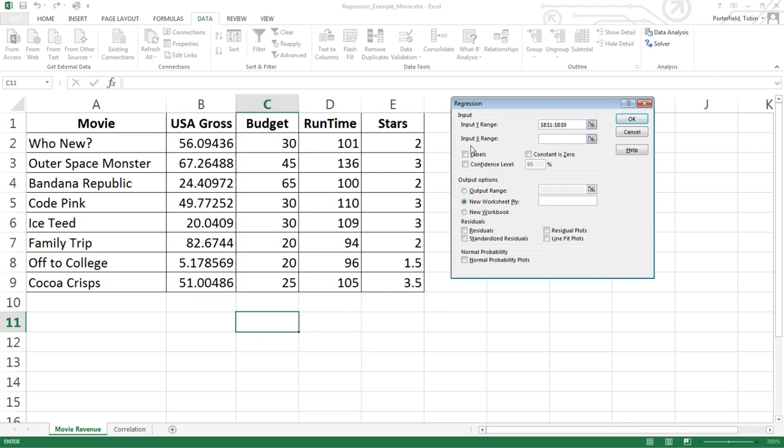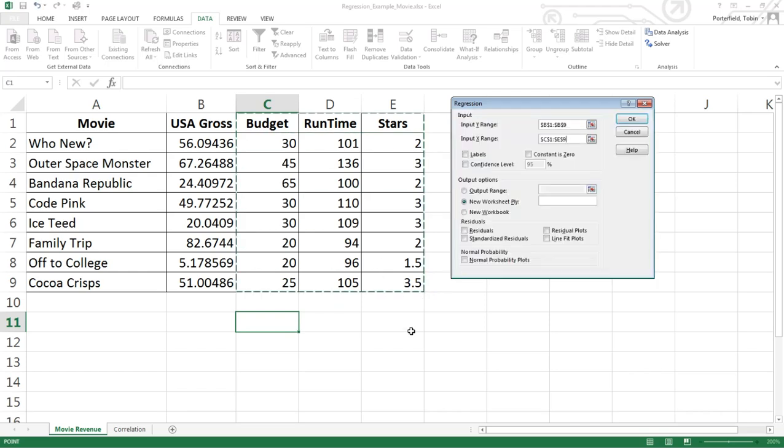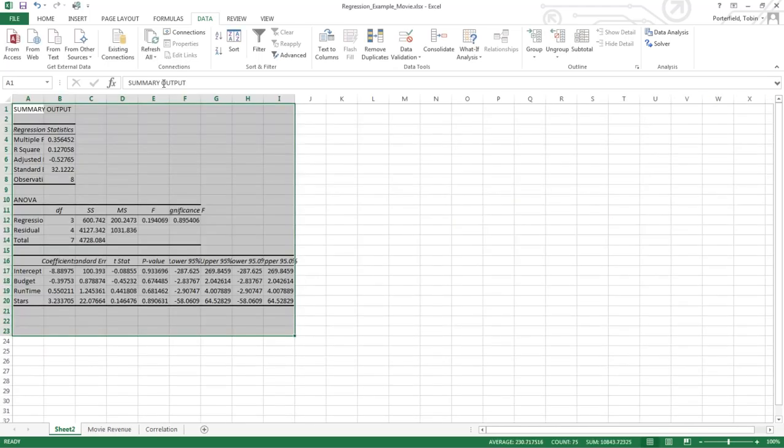We're going to determine it based on the X range, which is what we think affects gross sales. So it's going to compare all three of these to gross sales. So that's your Y range and your X range. I'm going to turn the labels on. It makes it much easier to interpret the data. And then I'm going to leave the rest of this set to the default. And it's going to create a new tab with our regression results.